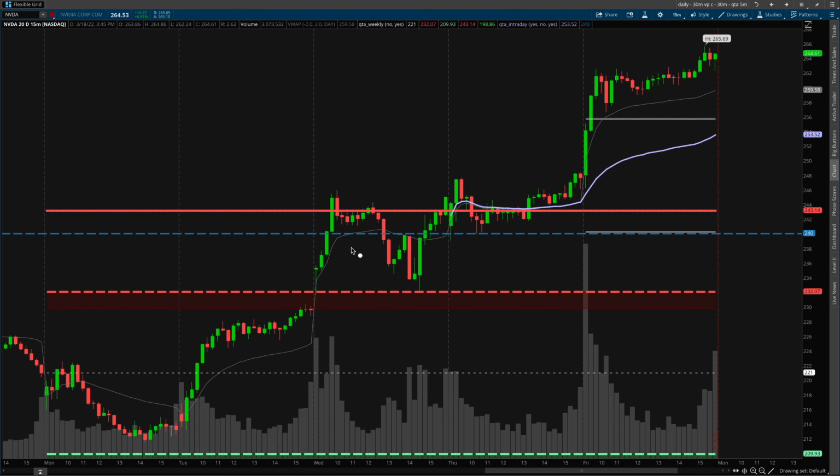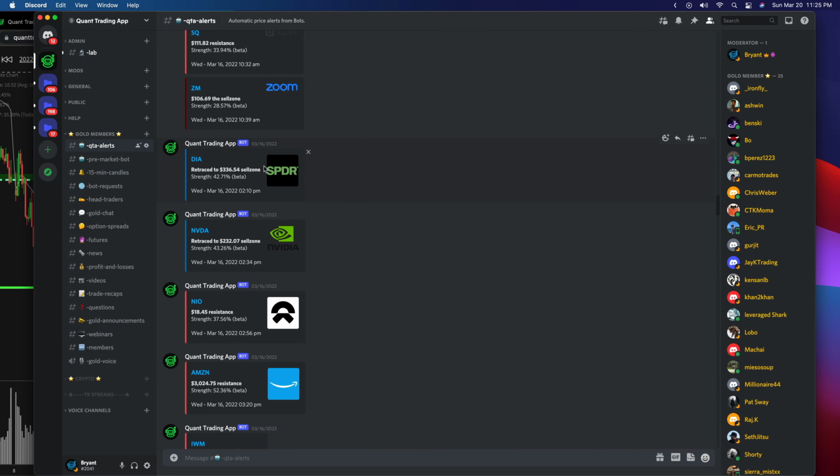We get this in real time. So NVIDIA goes up to 2 sigma, it retraces to the sell zone. The moment it hits here, Discord is notified. Boom, that means go take a look at NVIDIA. Same thing right here: Dow Jones, it retraced to the sell zone.